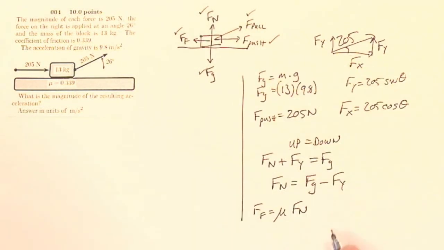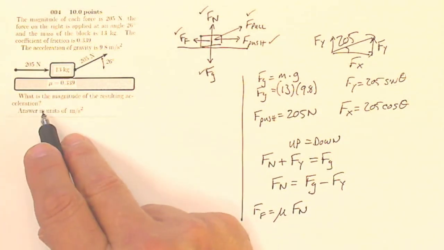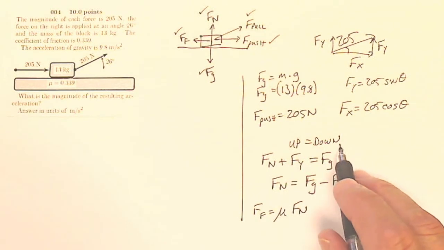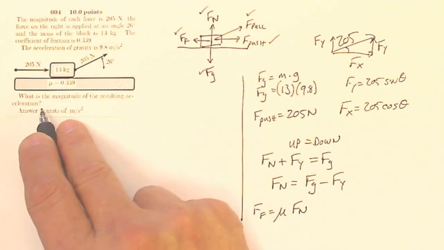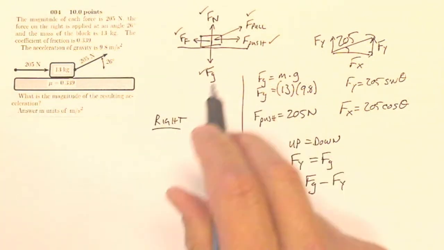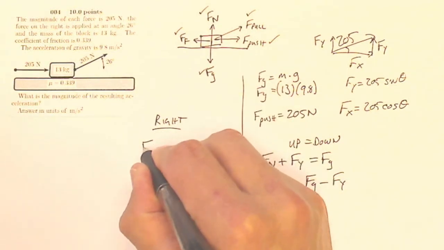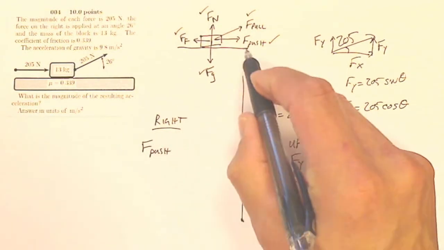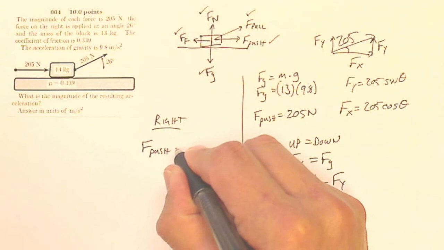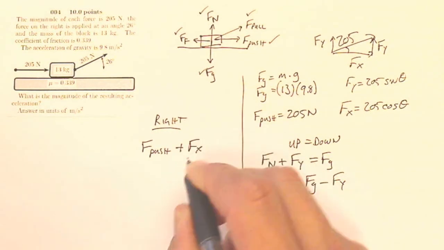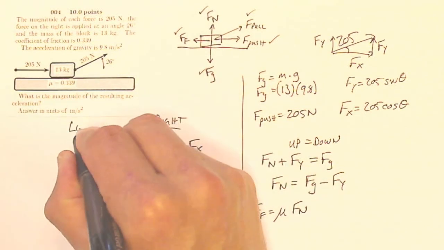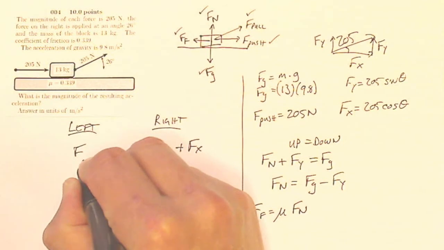So now, given all those forces, I'm looking for the magnitude of the resulting acceleration. So I've got my up equals down. What about my left and my right? I don't think they're going to be the same because it's asking about the acceleration. So let me see what I've got to the right. To the right, I've got my push force, and I've got the x component here of my pull force. So it's going to be my push plus my force in the x direction. Those are to the right. To the left, I've got my force of friction.